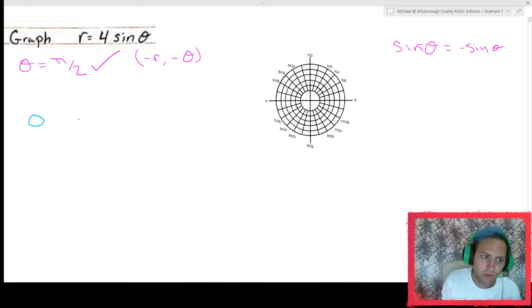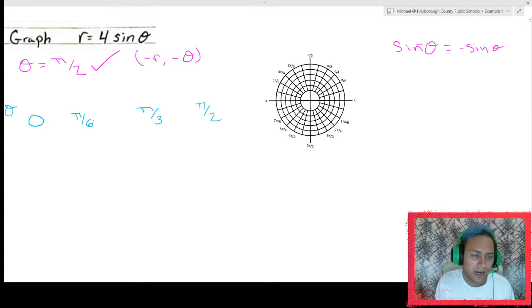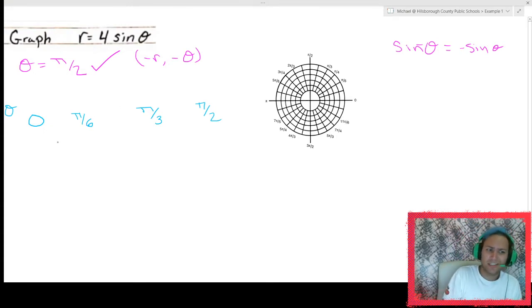Let's plug in 0 for my theta, and I should signify this is theta here. Let's plug in 0. Let's plug in pi over 6, my 30 degrees. Let's plug in pi over 3, my 60 degrees, and we can plug in pi over 2, my 90 degrees. I kind of skipped over the 45 there, to be honest with you. That's how they did it in the book, so that's just what I'm doing, but you could plug in pi over 4. It wouldn't make a difference. I just felt like after 4 points, that was enough information.